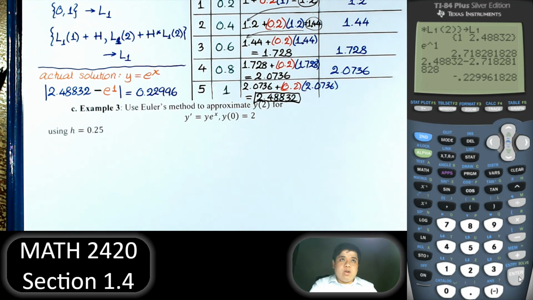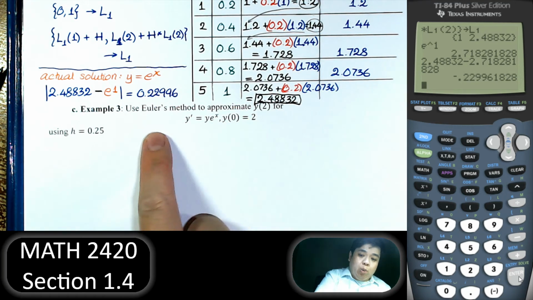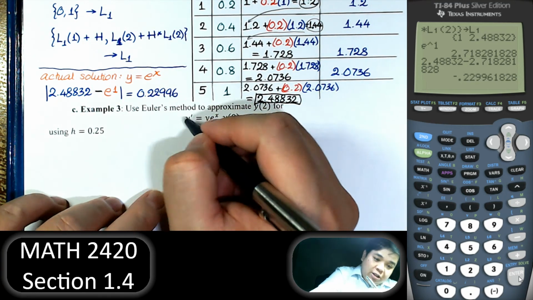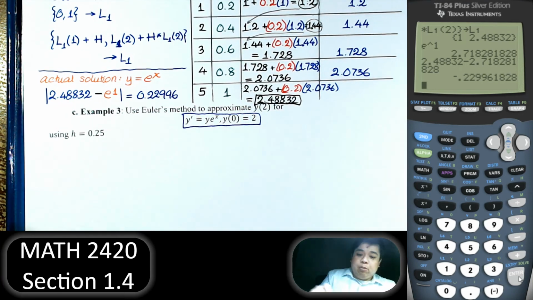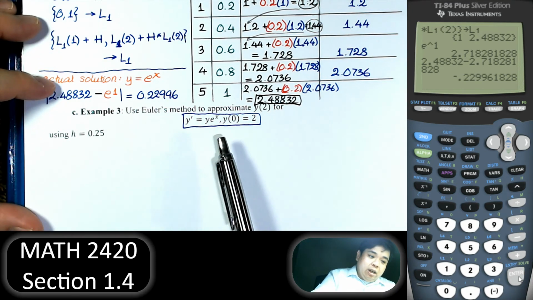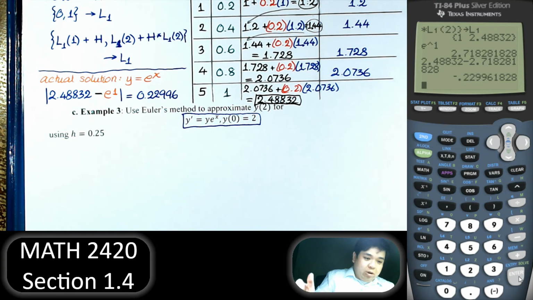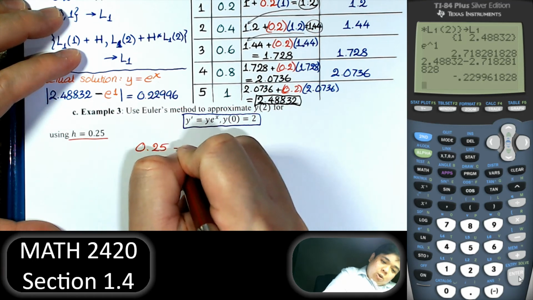Finally, let's do one more example. Use the Euler method to approximate the solution of y prime equals y e to the x, with this initial condition. The initial value problem is this. I'm not going to use a table here. We just write everything by hand. So initially, the step size, we know that first. The step size is 0.25. Store that into H.